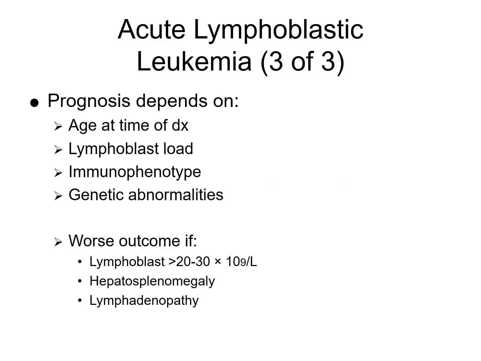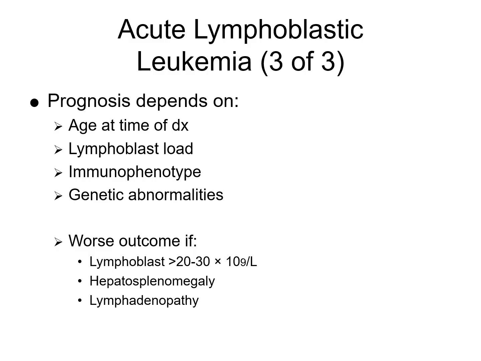For the prognosis on acute lymphoblastic leukemia, it's going to depend on a few things. The first one is age at time of diagnosis. So younger patients, especially children, tend to have a better prognosis. Prognosis can worsen with age.